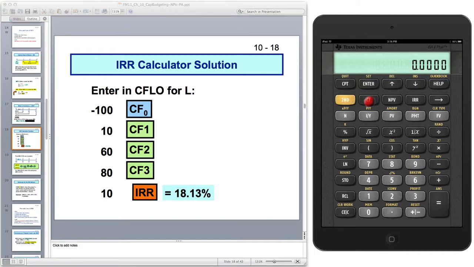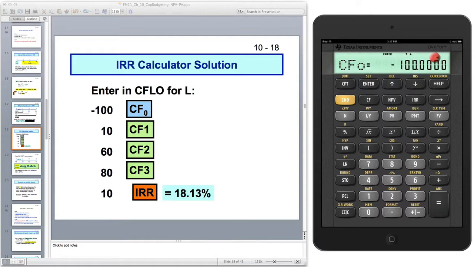You hit cash flow, and you notice that there are some values there already. You can clear it not by hitting 0, but by hitting second, clear work. Second, clear work. You can use the down arrow buttons and you'll see that the fields are empty, which is what we want. So let's enter 100 with a negative sign. The negative indicates that it's an outflow or a cost. Remember to hit the enter button.